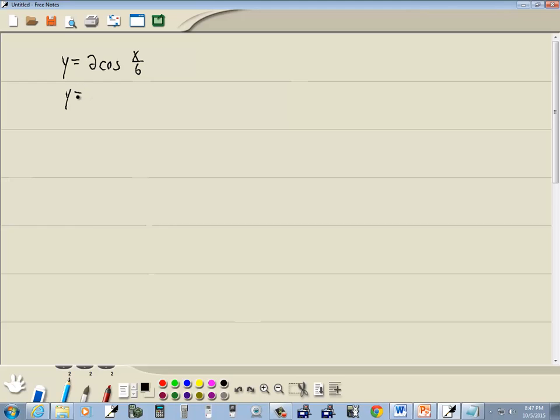But we could equally write that as 2 cosine 1/6x. Now the amplitude is the 2, and the 1/6 is our b, and that's going to give us our period. So b is 1/6.